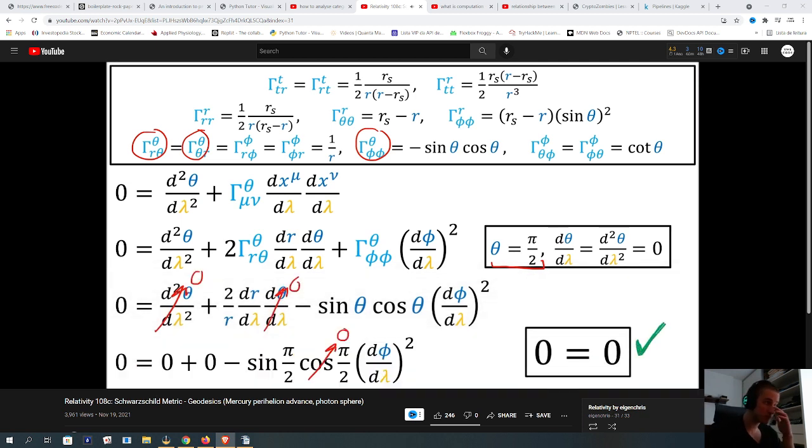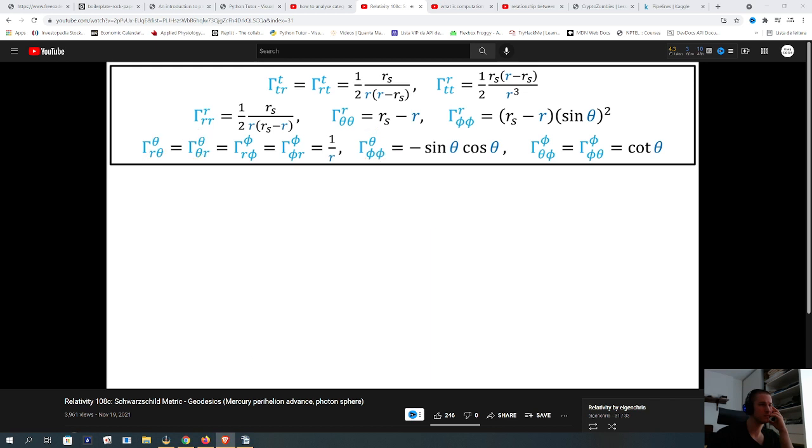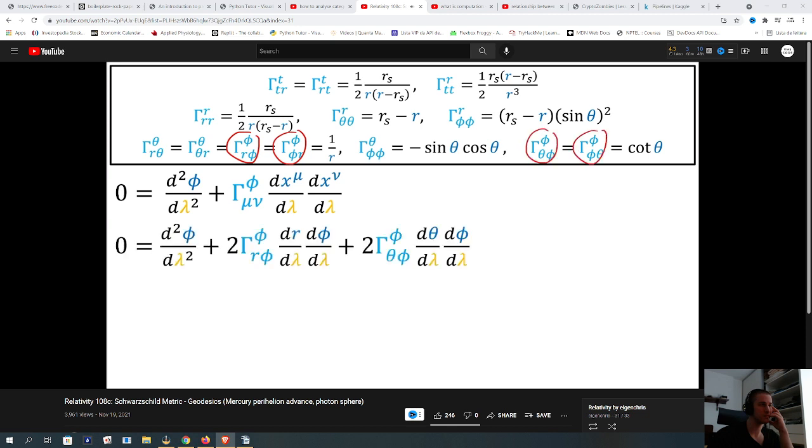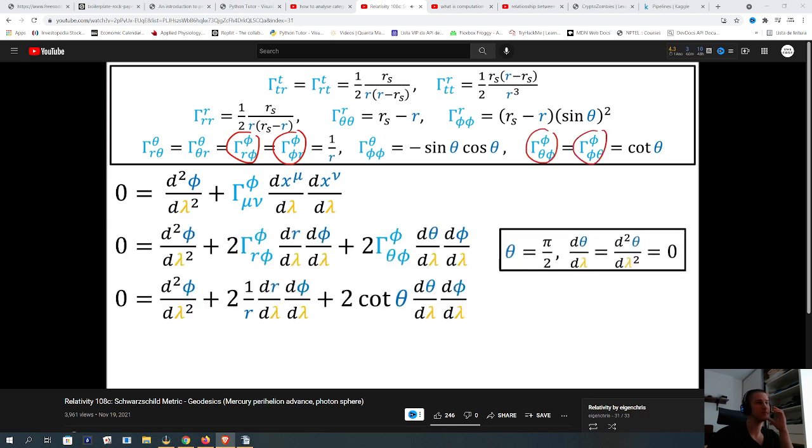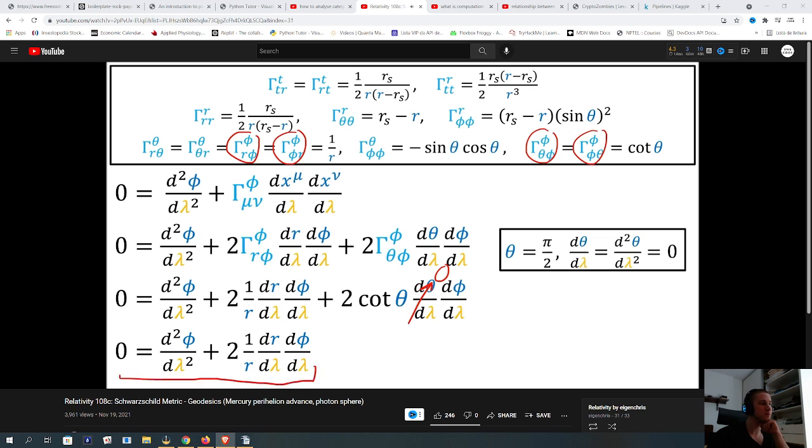This is a good thing, because it tells us that a constant value of theta equals pi over 2 does not violate our geodesic equations, so it's acceptable to assume all geodesic motion happens in a flat plane. Finally, for the phi geodesic equation, there are 4 connection coefficients with phi on top. But since theta derivatives are 0, this last term goes to 0. So we just have this for our phi geodesic equation.